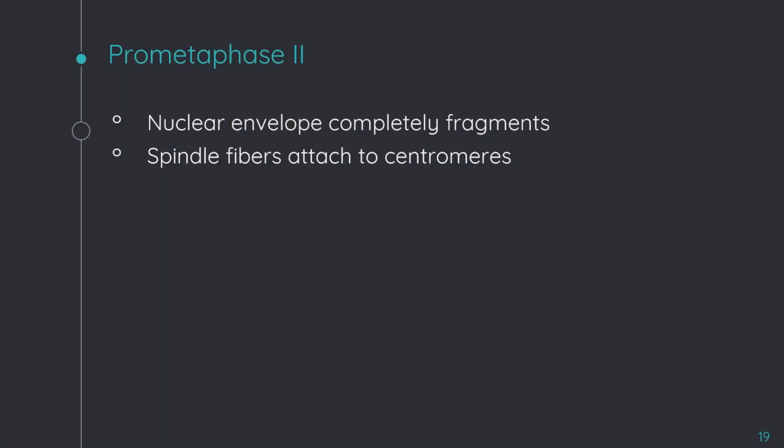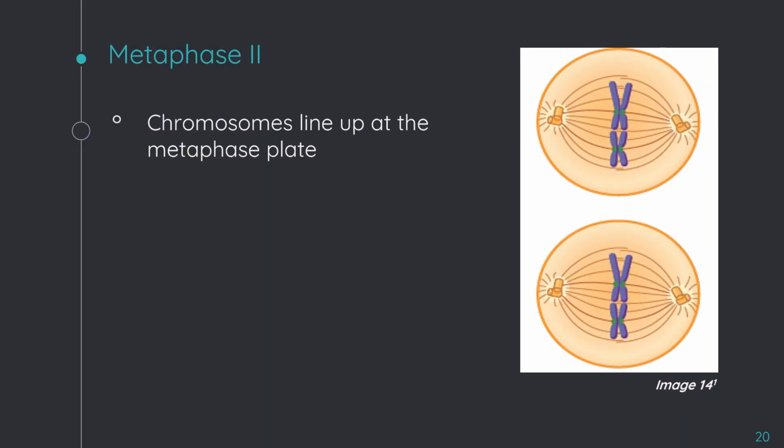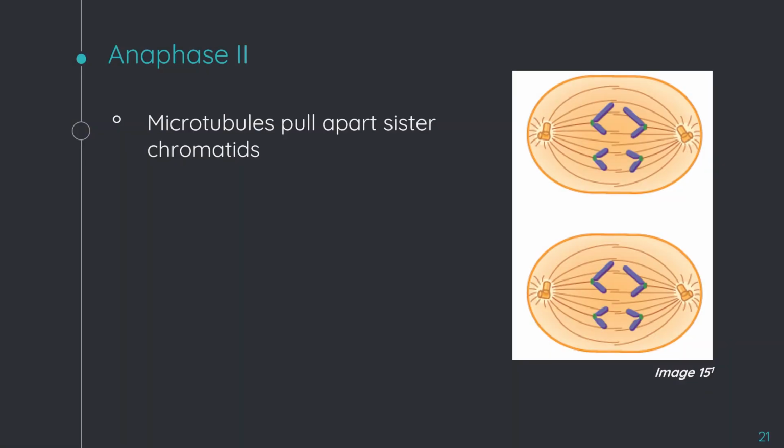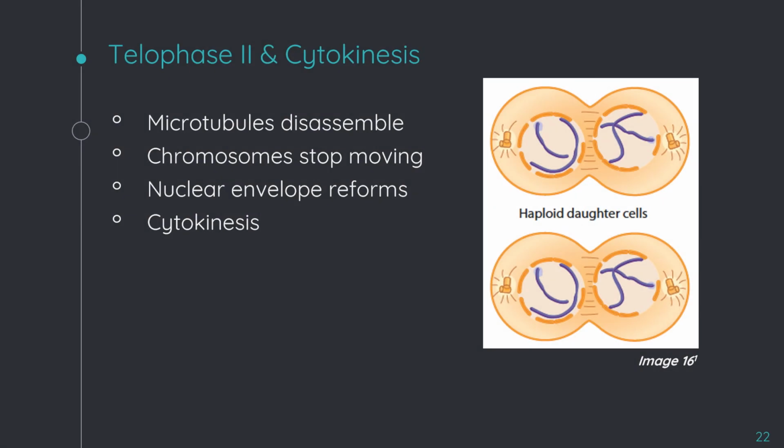During prometaphase II, the nuclear envelope completely breaks down and spindle fibers attach to centromeres. Metaphase II consists of the chromosomes lining up at the metaphase plate, as shown here. In anaphase II, microtubules pull the sister chromatids apart, which we can see here. During telophase II, the microtubules disassemble, chromosomes stop moving, and the nuclear envelope reforms. Cytokinesis will also occur. The final stage is shown here.